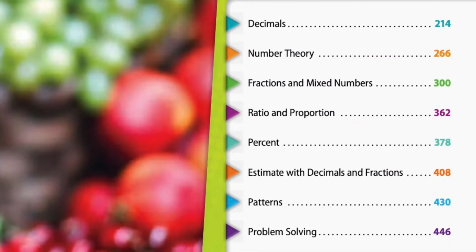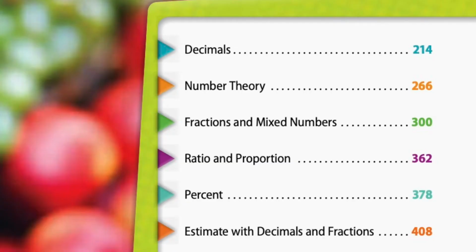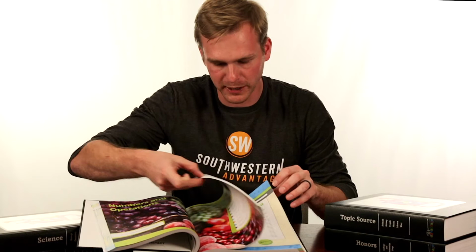We're going to have another color code. So let's say if we're working on fractions and mixed numbers, it's a light green color, or page 300. So if I like the colors, I would go to the colors. I would open the very first page of it, and it's going to tell me exactly where to find different problems on the fractions and mixed numbers topic.